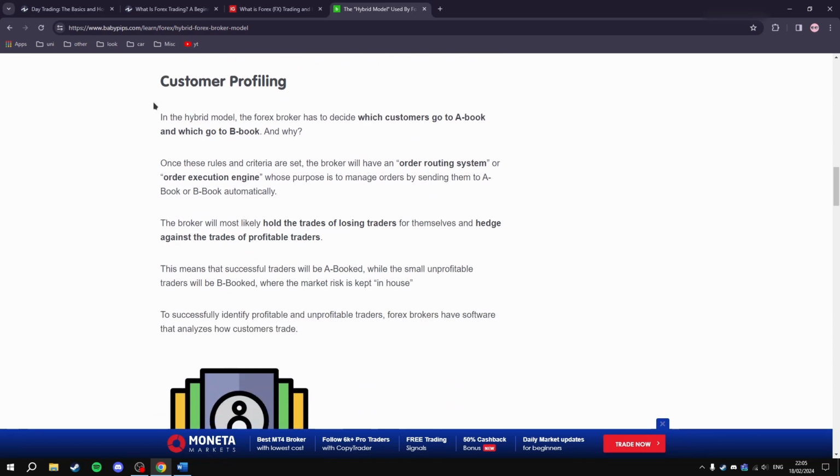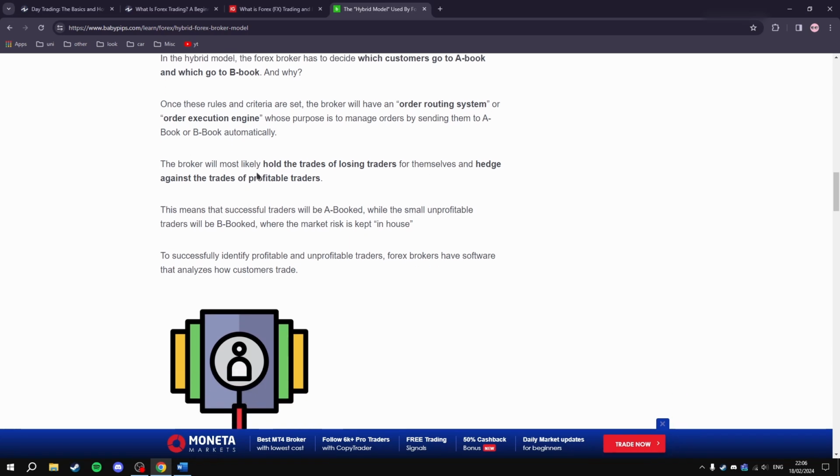Customer profiling. In the hybrid model, the Forex broker has to decide which customers go to A-book and which go to B-book, and why. Once these rules and criteria are all set, the broker will have an order routing system or order execution engine, whose purpose is to manage orders by sending them to A-book or B-book automatically. The broker will most likely hold the trades of losing customers for themselves and hedge against the trades of profitable traders.